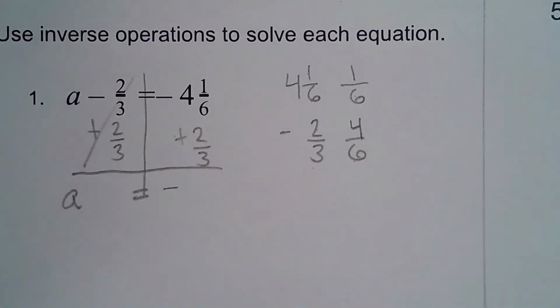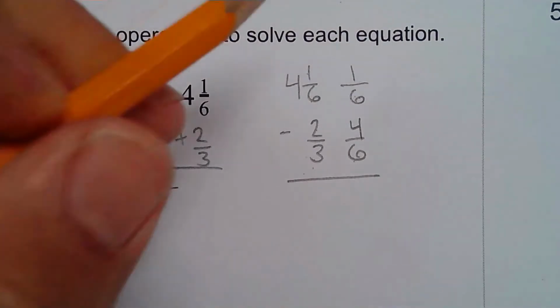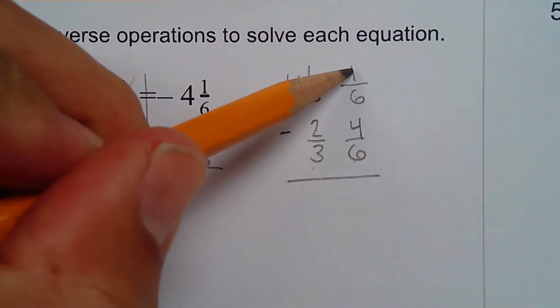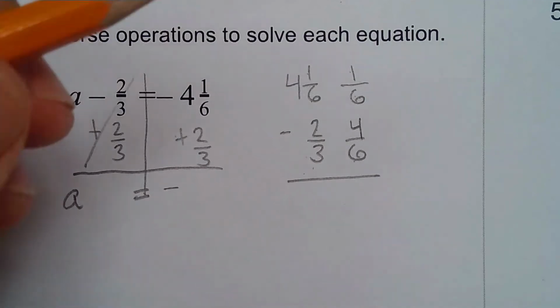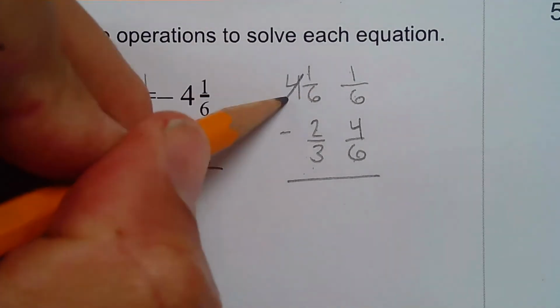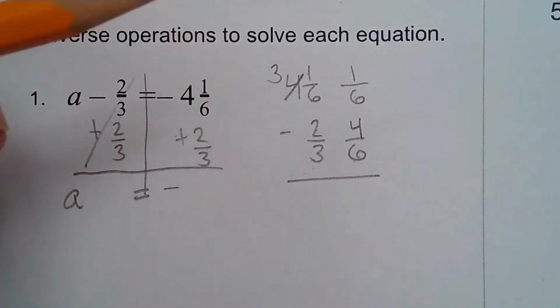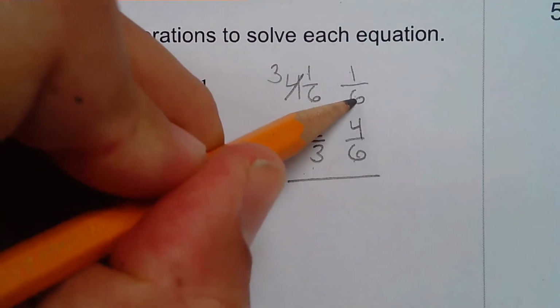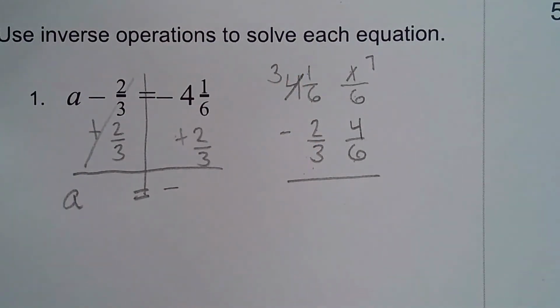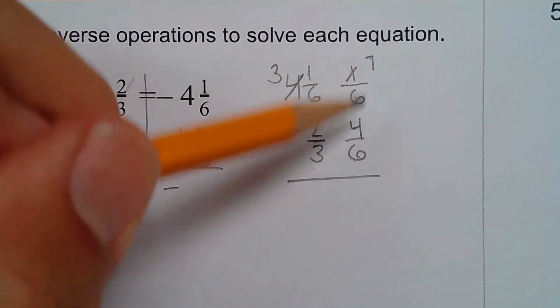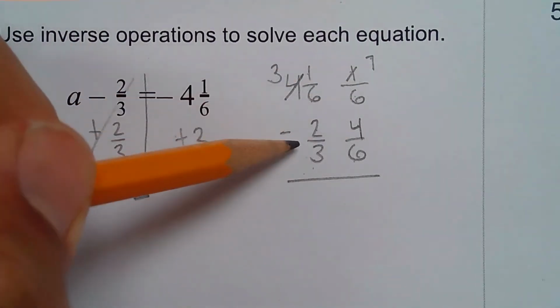Let me focus this carefully. So we have that there, and we have a bit of a problem. We can't do 1 minus 4, so we have to borrow. And borrowing works like this. You take 1 off the 4 and make that a 3, and then you add 6 plus 1, which is 7. Now we have a bigger number minus a smaller number.